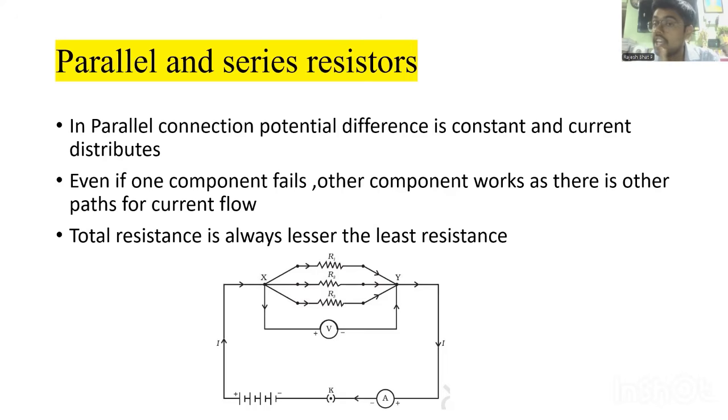If I connect in series, what will happen? Everything will get added up. 2 plus 3 plus 4, it will become 9 ohms. But in parallel connection, it is 1 by 2 plus 1 by 3 plus 1 by 4. If you do the calculation and see, you will get an answer less than 2. Among R1, R2, R3, the least resistance one is 2 ohms. The answer will be less than 2 ohms.